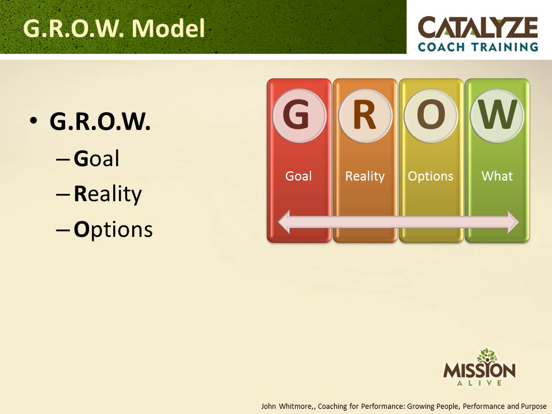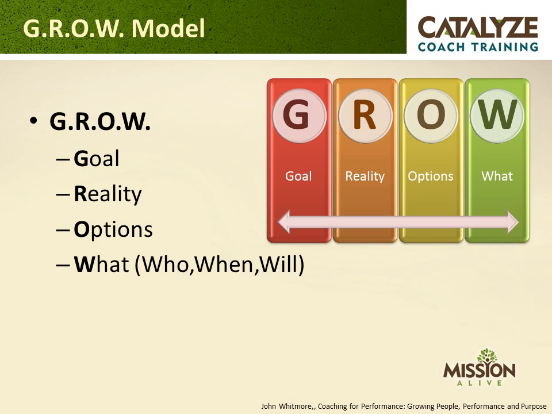The purpose of the options step is to generate as many possible alternative courses of action as the coachee can. Quantity is more important than quality. Once the coachee has generated a maximum number of options, the coach begins helping him or her sort the options into priorities and categories. This leads to the last step of the GROW model, what?